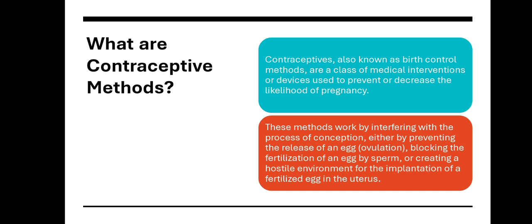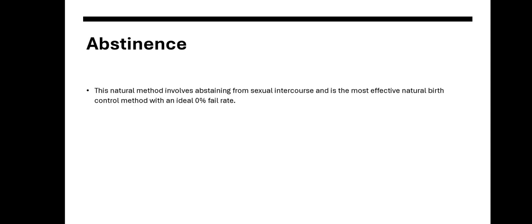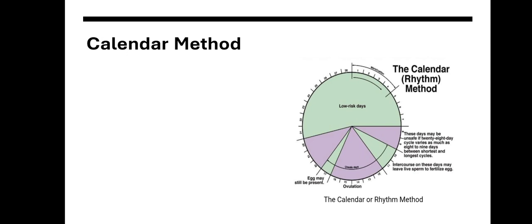These methods work by interfering with the process of conception, either by preventing the release of an egg, ovulation, blocking the fertilization of an egg by sperm, or creating a hostile environment for the implantation of a fertilized egg in the uterus. Natural family planning. The natural family planning methods do not include any chemical or foreign body introduction into the human body. Abstinence. This natural method involves abstaining from sexual intercourse and is the most effective natural birth control method with an ideal 0% fail rate.